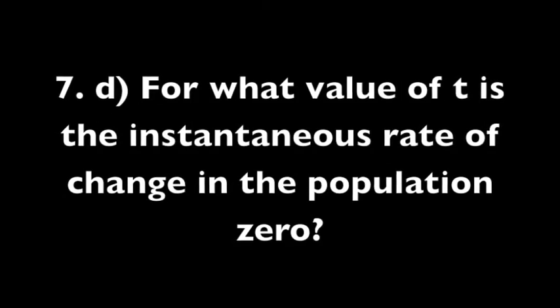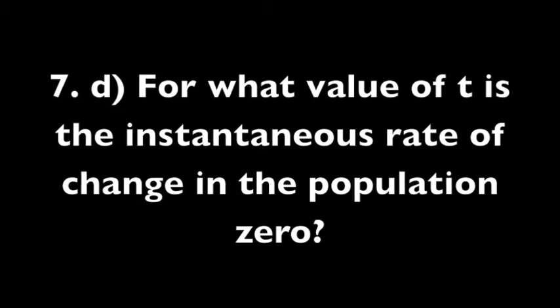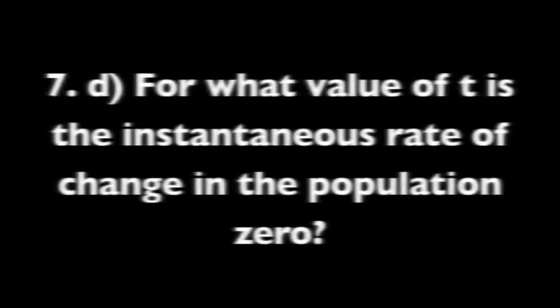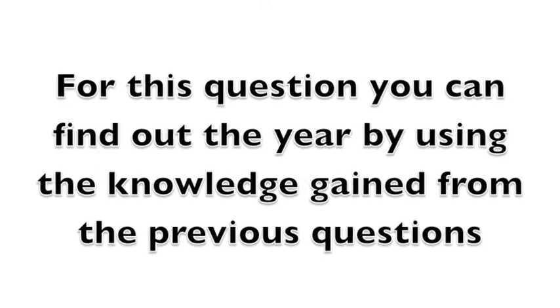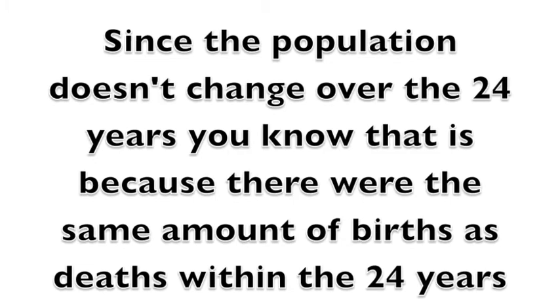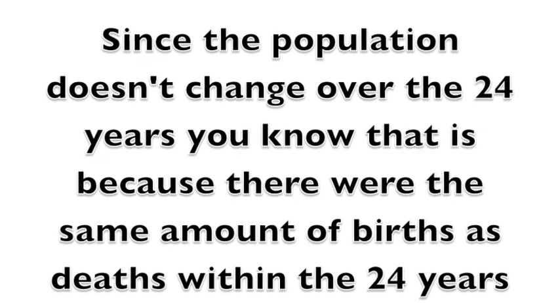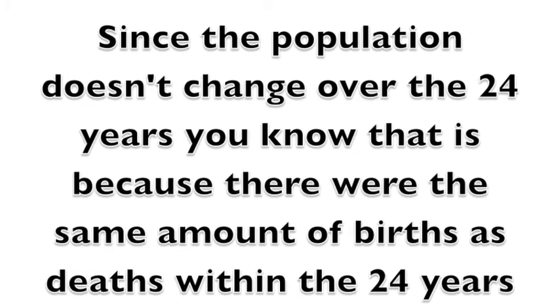Now we can move on to the final question, 7d. 7d asks, for what value of t is the instantaneous rate of change in the population 0? For this question, you can find out the year by using the knowledge gained from the previous answers. Since the population doesn't change over the 24 years, you know that it is because there were the same amount of deaths as births within those 24 years.